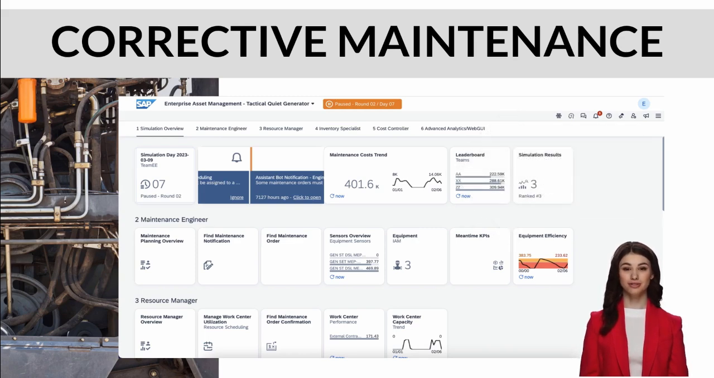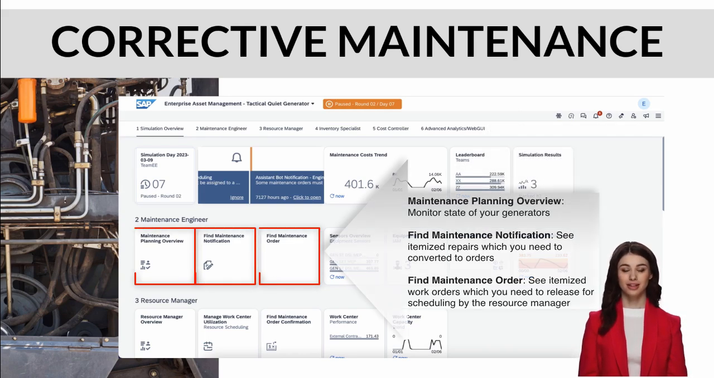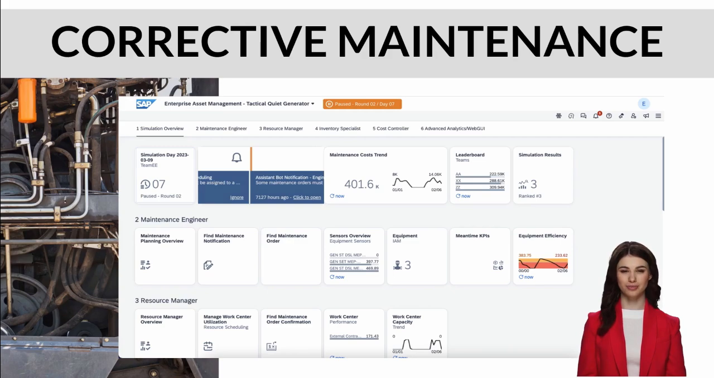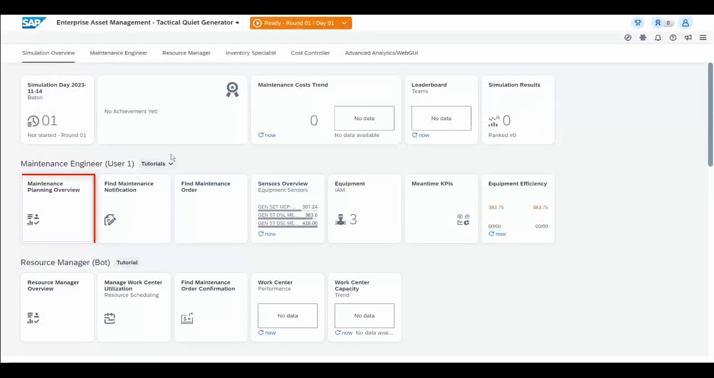During the first round, you will carry out corrective maintenance. This means your generators will break down and your job is to start repairs so they are up and running as soon as possible. First, you have to continuously monitor the state of your generators.